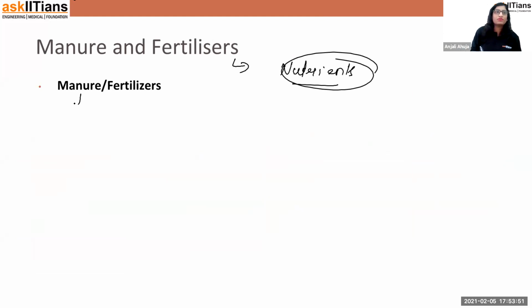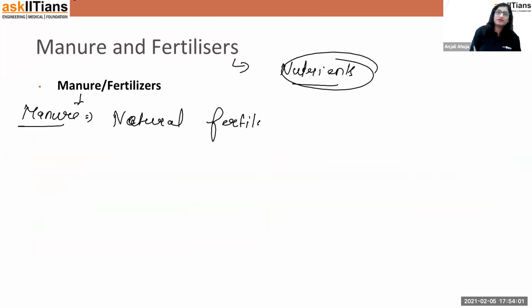First, I'm going to talk about manure. Manure is a natural fertilizer. Fertilizer doesn't mean it's made in the lab. Fertilizer means something that provides nutrients. So if I'm saying natural fertilizer, that means it's manure. If I'm saying fertilizer, that's made in the lab. It is prepared by the process of decomposition, as I have explained to you.